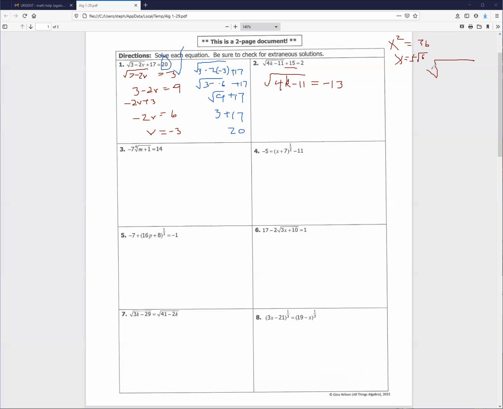And so what has to come out of here? What kind of number? Will there ever be a negative? Yes or no? There shouldn't be a negative resulting from a regular old square root. This is always a positive number, and we're being told it's equal to negative 13. So positive equals negative? Can that happen? Nope.